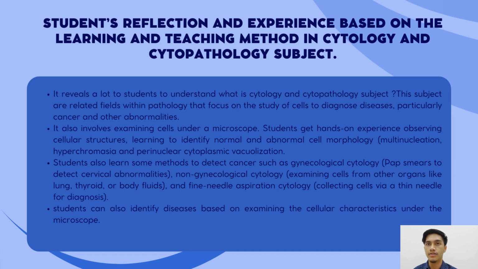And lastly, students also can identify a disease based on examining the cellular characteristics under the microscope. For example, for cervical cancer, there are around 80 to 85% squamous cell carcinoma that we can say that the patient has cervical cancer. And that's all for me about the student reflection and experience based on the learning and teaching method in cytology and cytopathology subject.